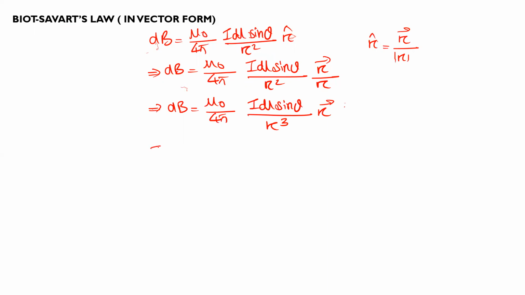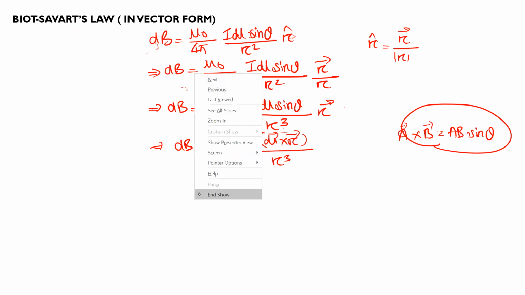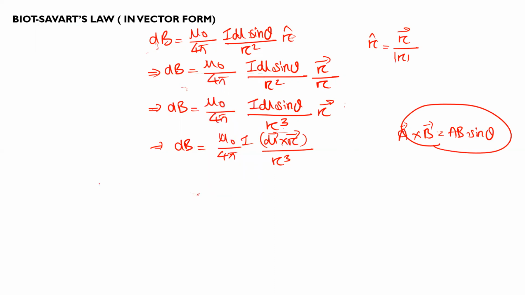Further, if you have studied vectors, you know that dl and r are vectors. So dl r sine theta can be written as dl cross r, because you know the cross product of two vectors is AB sine theta. The same thing we have done: dl cross r is dl r sine theta. Clear? So this is the vector form.